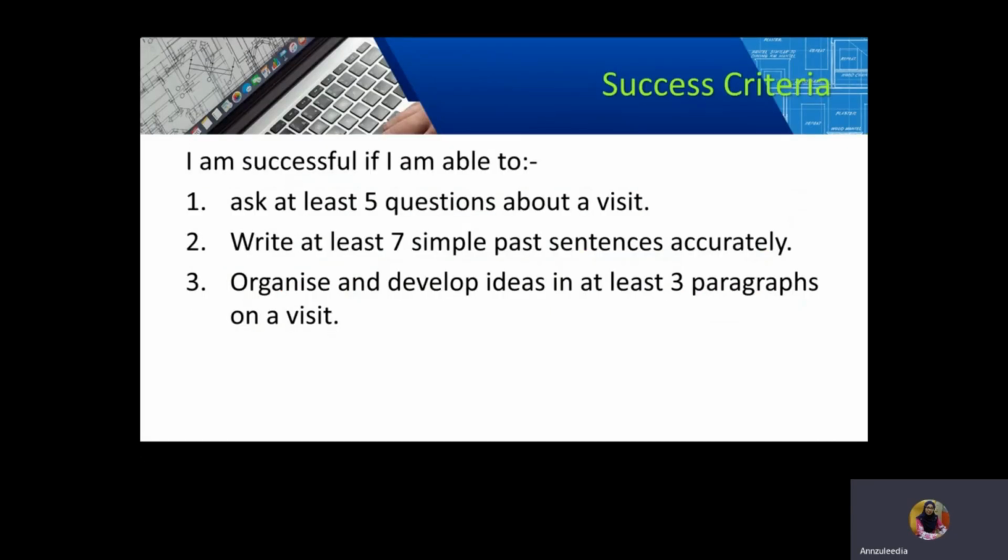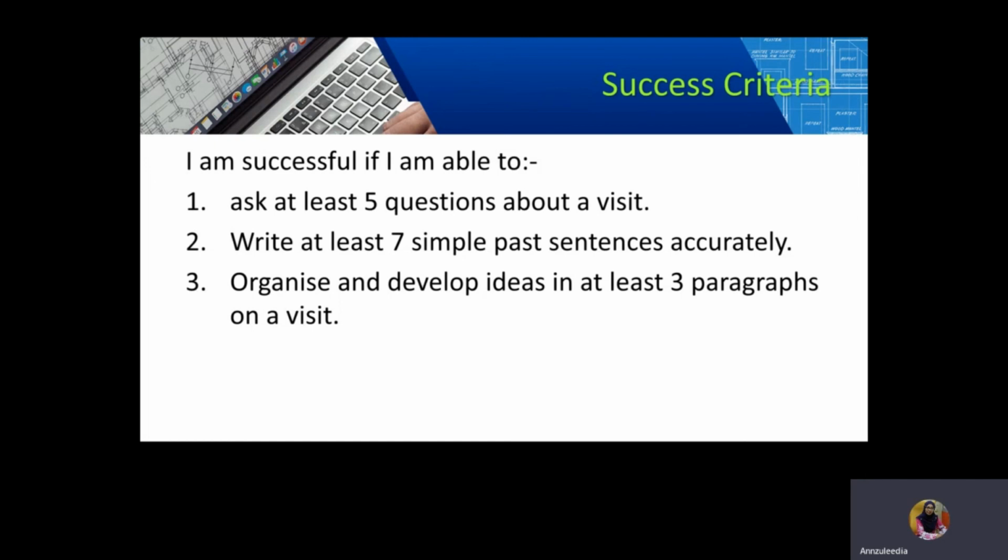All right. So if we look at the success criteria again, we need to ask ourselves, have I been able to ask at least 5 questions about the visit? Yes, asking where to go, what to do, what they did, and so on. Have I been able to use at least simple past sentences accurately? Yes, in fact, more than 7 sentences. Then, have we been able to organize and develop ideas in at least 3 paragraphs on the visit? Yes, in fact, we have used 4 paragraphs.